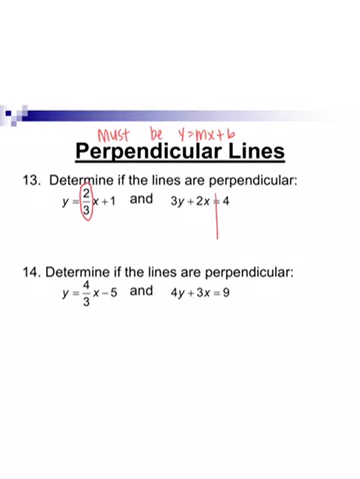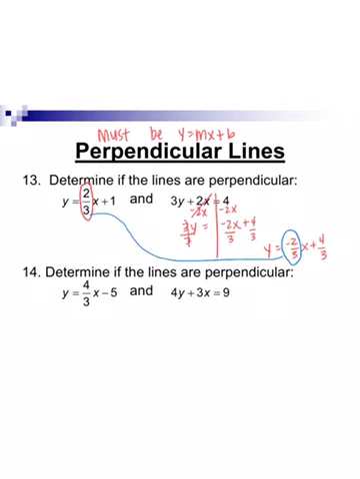Well, let's check. I'm going to put this one into y equals mx plus b form. Divide everything by 3. And so we are left with y equals negative 2/3 x plus 4 over 3. And I'm looking at the slope. Are these two slopes opposite reciprocals? No. They're opposite positive and negative, but if this is 2 over 3, then this slope would have to be negative 3 over 2. So these lines are not perpendicular.